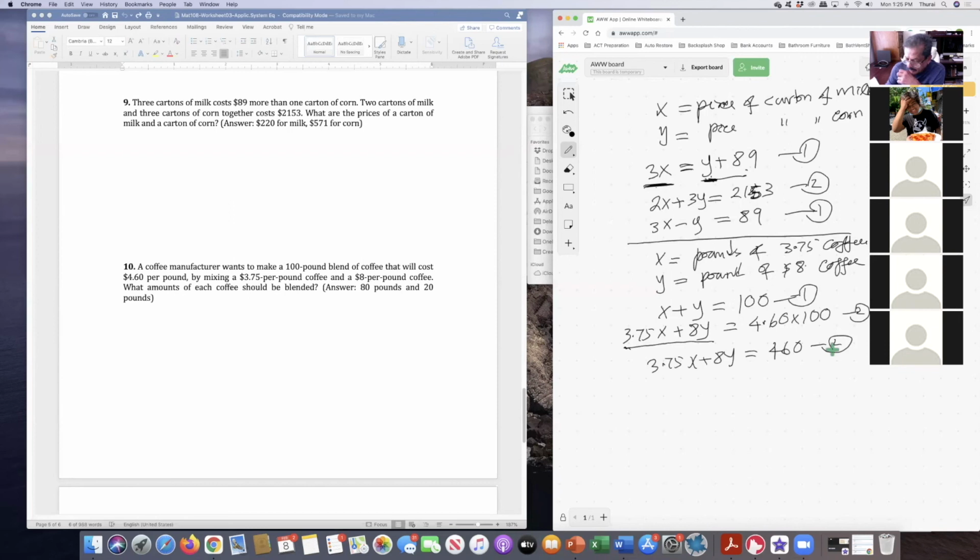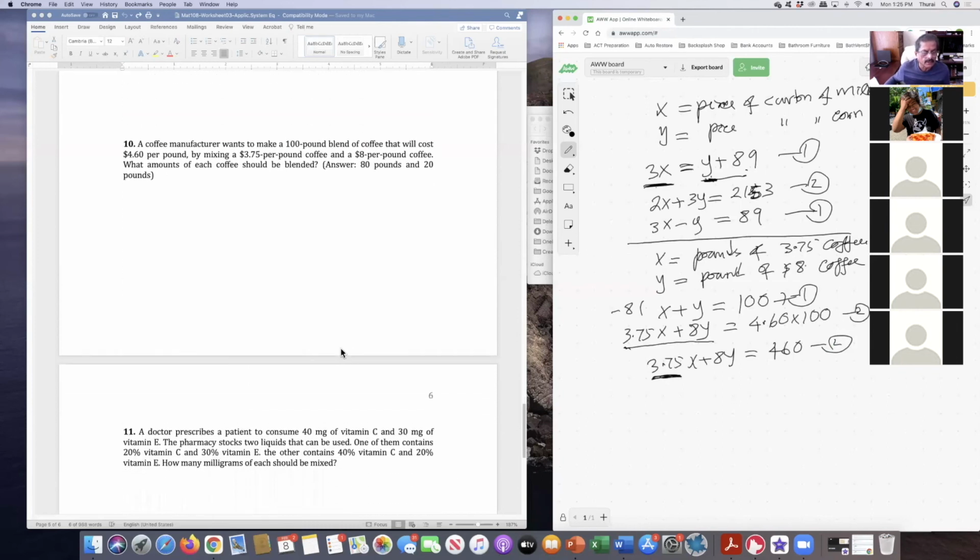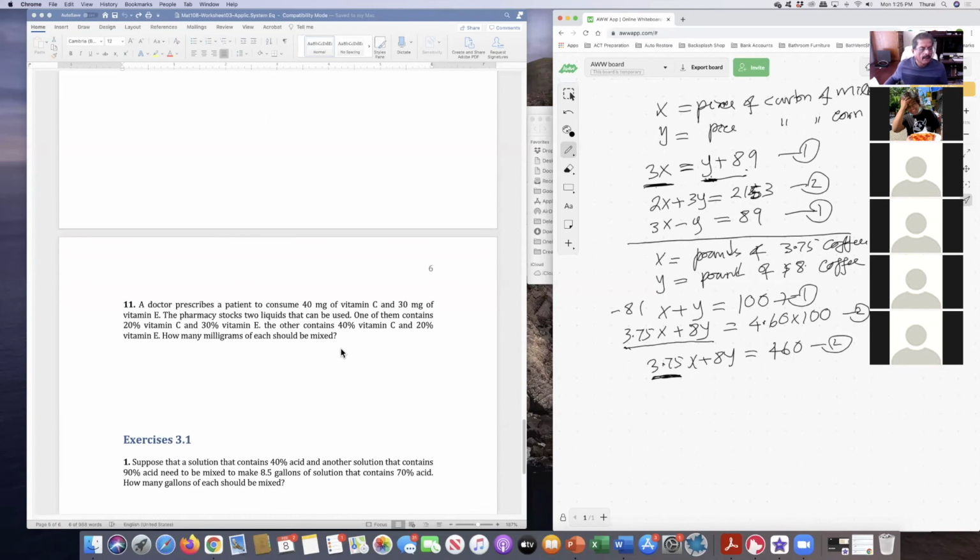To eliminate y, I will have to multiply the first equation by -8 and then add them up. And I would recommend doing that. Eliminating the fraction here will make all the numbers too large. I wouldn't recommend that, but if you feel comfortable doing that, you can. It doesn't matter how you do it.